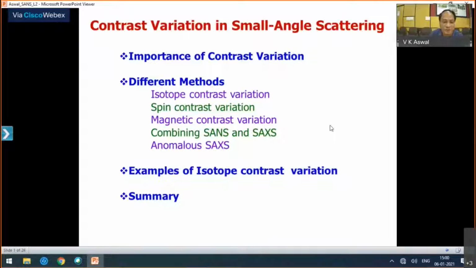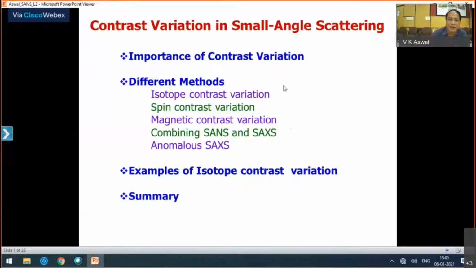So, hello everyone. The last lecture was on theory of small angle scattering, and today I'll be talking about contrast variation in small angle scattering. And as Dr. Basu said, I should recollect a little bit what was told in the last lecture. So in the coming slides, I will also talk about what was discussed in the last lecture.